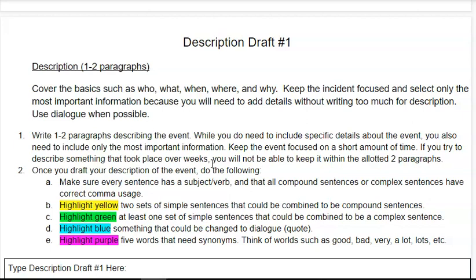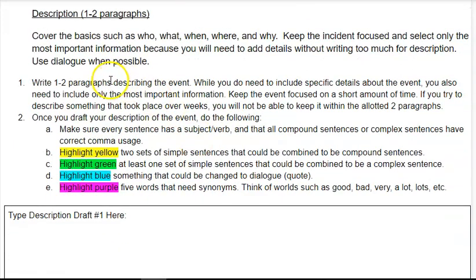All right, so the description is going to be 1 or 2 paragraphs, and this is what you're going to draft first. You're going to cover the basics, such as who, what, when, where, why. Keep it focused. You need to add dialogue when possible. And then I wrote right here, it says, write 1 or 2 paragraphs describing the event.